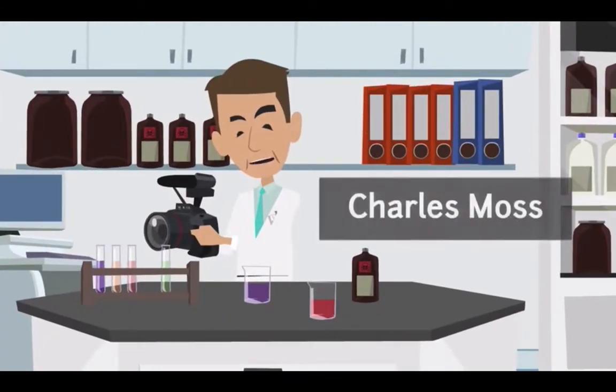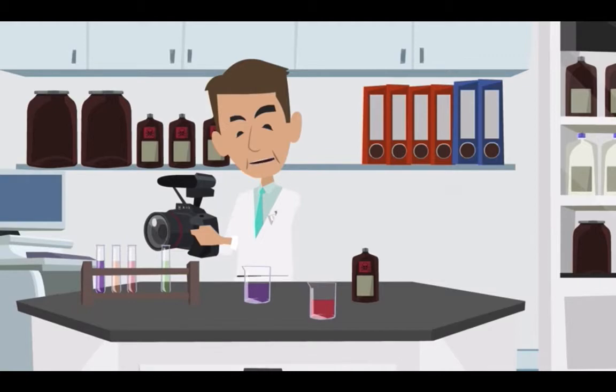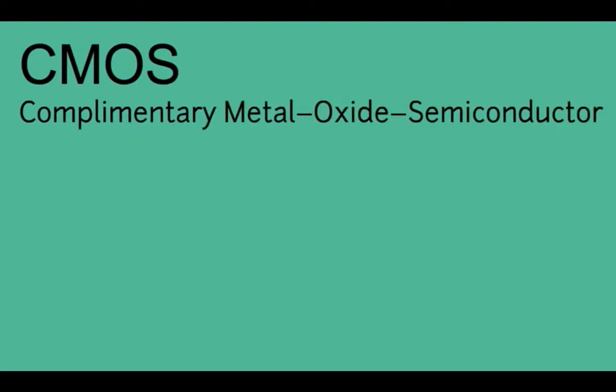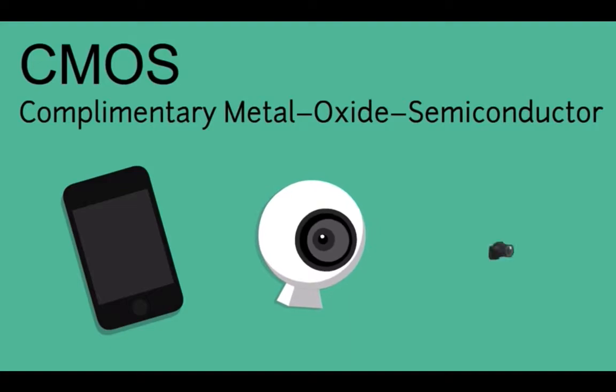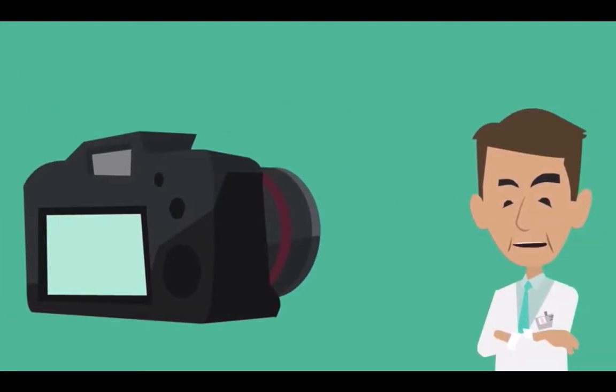Hello, I'm Charles Moss from the CMOS Institute, and today I'll be talking about CMOS sensors. Let's get started. CMOS, which stands for Complementary Metal Oxide Semiconductor, is the sensor that can be found in most cell phones, web cameras, and DSLRs. Let's look at how these sensors work.